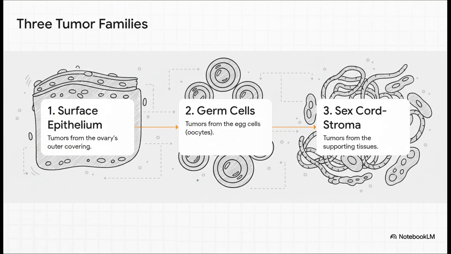And here they are, our 3 big families. First, you have tumors from the surface epithelium, which is the layer covering the ovary. Second, we have tumors from the germ cells. These are the precious egg cells. And third, tumors from the sex cord stroma, which are all the supporting tissues. See? Every single tumor we're about to talk about fits so neatly into one of these boxes. Chalo, let's start with the first one.